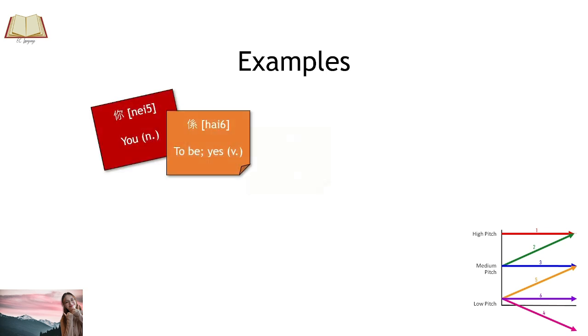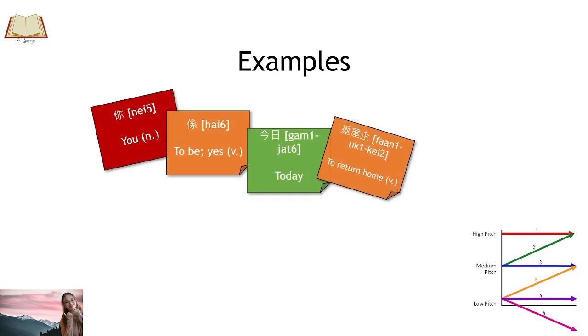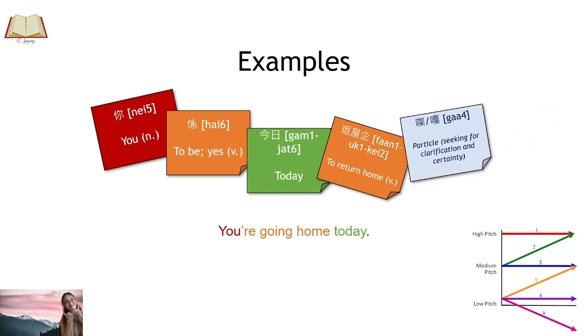Here is another example. 你係今日返屋企. You're going home today. 你係今日返屋企㗎? Ga here turns the statement into a confirmation-seeking question. The speaker is asking if it's indeed the case that the other person is going home today, potentially with a hint of surprise or to double-check. The usage of 係 here functions to add extra emphasis. Theoretically, you can omit this.